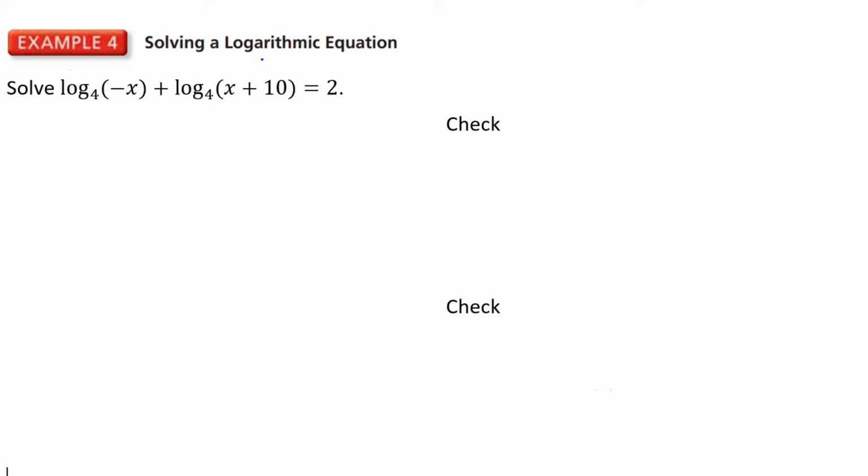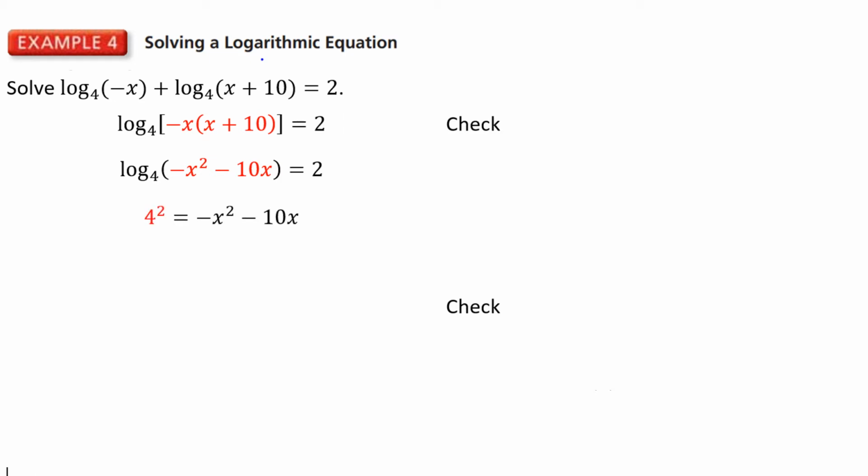In example 4, we want to solve the log equation, that is to say we want to solve for x. We have two log expressions over on the left, but notice they have the same base. We can condense those through multiplication, so we can say that that is the single log base 4 of negative x times x plus 10. We can distribute, and then if we're trying to solve for x and it's part of the log expression, then we can convert over into exponential form.